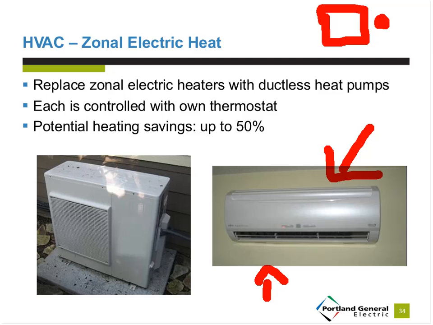Some of the older heat pump units have backup electric resistance heat, but these don't necessarily need that, and they can also operate at a very, very low outdoor temperature, so they can be very efficient. We see a lot of customers switching to these. There are incentives from the Energy Trust to do that, and you can cut your heating costs by up to 50%. So we see a lot of customers switching to these ductless heat pumps.